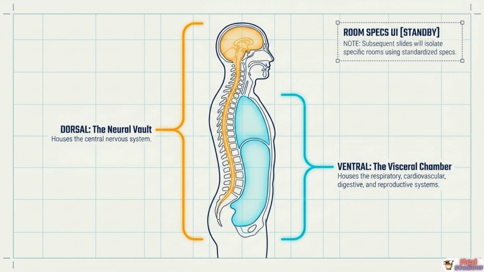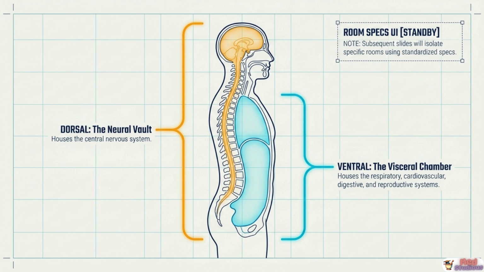At the highest level of organization, the body's rooms are divided into two main categories, the dorsal and ventral cavities. The dorsal cavity is known as the neural vault, and it houses the central nervous system. This is your body's ultimate safe, keeping the highly sensitive brain and spinal cord locked behind dense, thick bone.